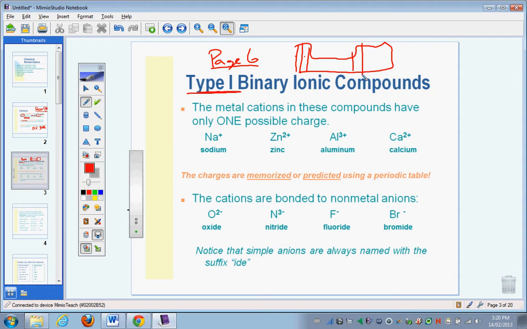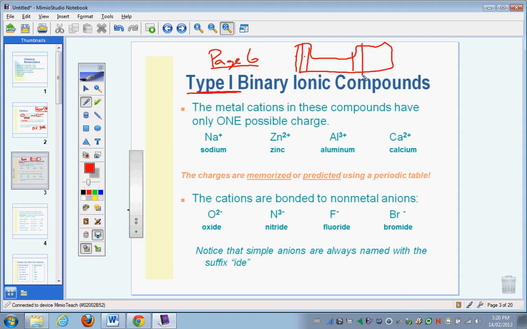Skip the carbon family and go to the family with nitrogen in it, your charge is always 3 minus. Oxygen's family is always 2 minus. The halogen family is always 1 minus. There's a whole bunch of ions where there's only 1 charge.